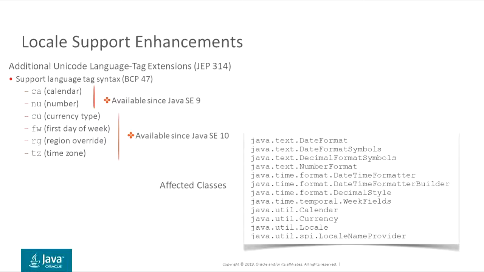Some enhancements in locale support. Gradually introduced, starting in 9, where calendar and number modifiers were introduced to locale, proceeding to SE10 with currency, first day of the week, region, and time zone overrides. These are the classes that were affected by the change. They include, obviously, text formatting, the date API, calendars, so they could now take advantage of the new language support tags.